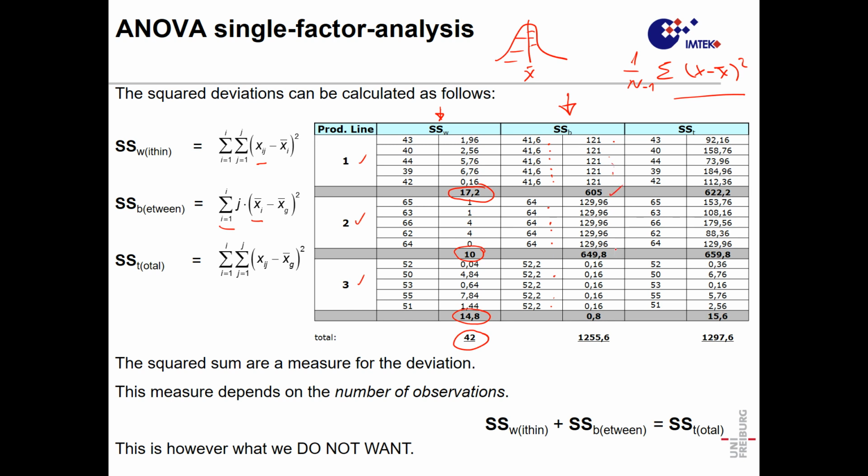For the second production line, 649.8, and for the last production line, 0.8. So if we sum together, it gives you 1,255.6 for the sum of the square between. So you already can see the variability within the sample is 42, and the variability between the samples is 1,100. So you can already guess that they look like they're far apart, but we still don't know.